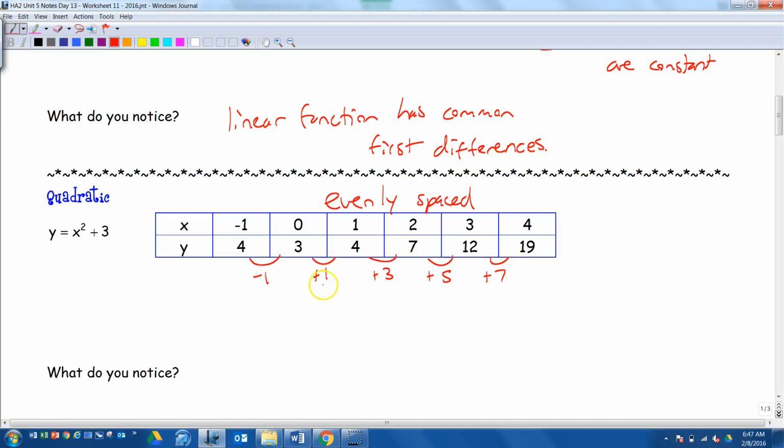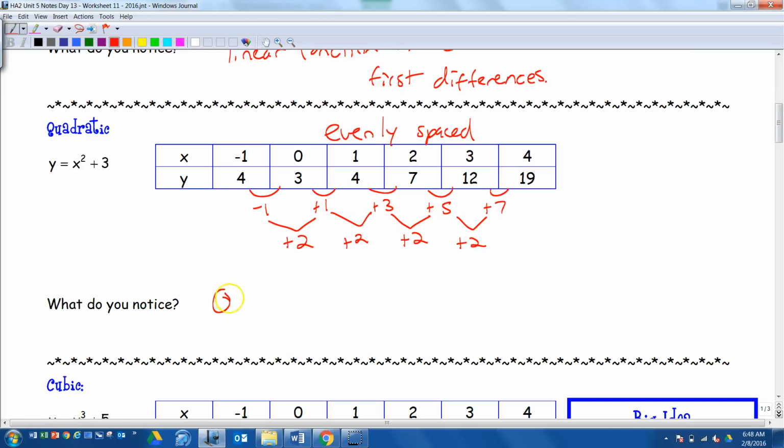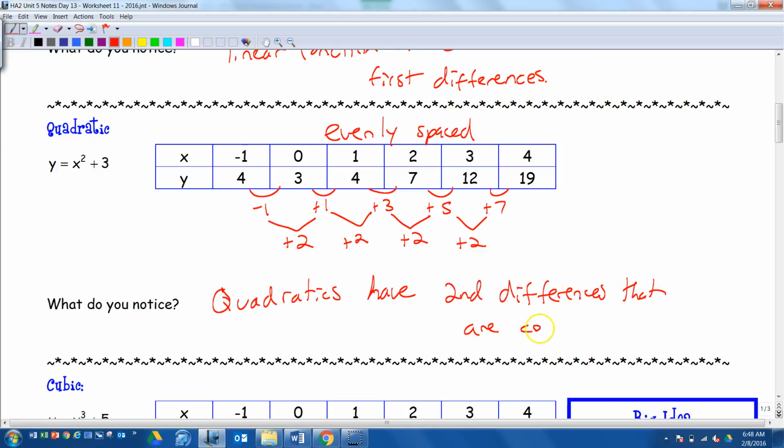However, now let's look at the difference between these values. -1 to +1 is up 2. +1 to +3 is up 2. +3 to +5 is up 2. And +5 to +7 is up 2. So what do we notice? The quadratics have second differences that are common.